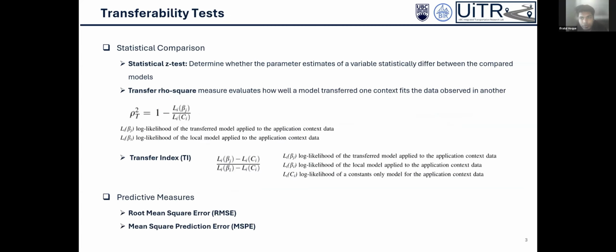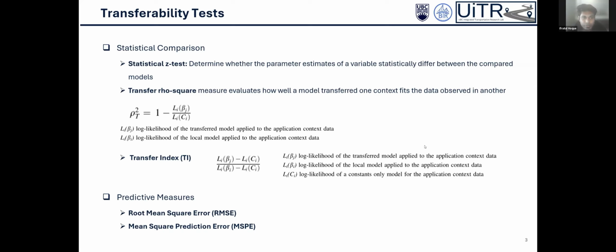But now it's time for comparison. When I say comparison, I mean doing some tests regarding transferability. There are some comparison statistics that we can use to see if a model is actually transferable or not. First is the statistical Z-test, which is able to determine whether the parameter estimate of a variable is statistically different between the compared models. All of these comparisons can be applied for both spatial transfer tests and temporal transfer tests.